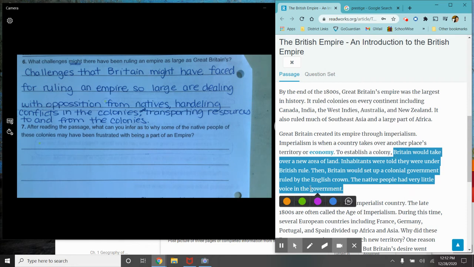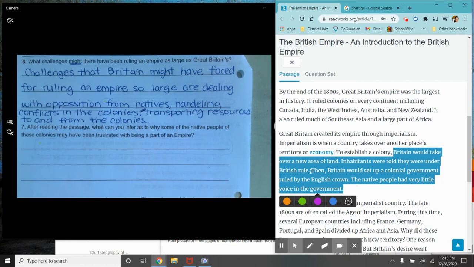Inhabitants were told they were under British rule. So think of, for example, the indigenous populations of America, our Native Americans, being told, all right, your chief is no longer the chief. You don't follow those rules. You're following the King of England. They would set up a colonial government ruled by the English crown, and the native people had very little voice in the government. So they're taking over the land, and they're saying, oh, this farmland, this hunting ground is no longer yours. We're going to build our fort and our palisades in this area.